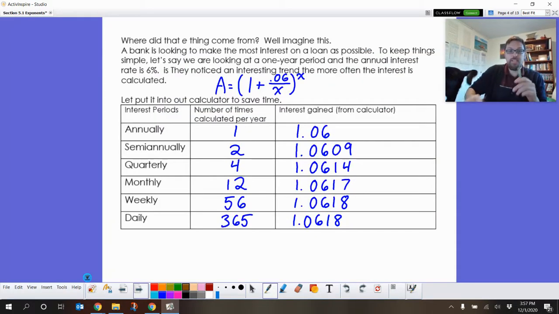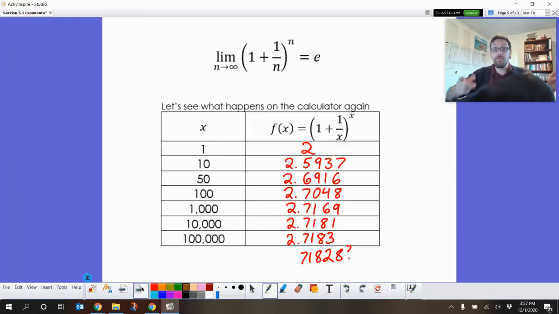What was noticed is that the more often banks compounded the interest, the more and more money they made. It's the same interest rate, but if you divide up when you calculate that interest, it increases a certain amount, but it levels off at a certain point. That is the number E. You can see it if we do a cool example here, where we're actually calculating the number E. This is what E's value is.